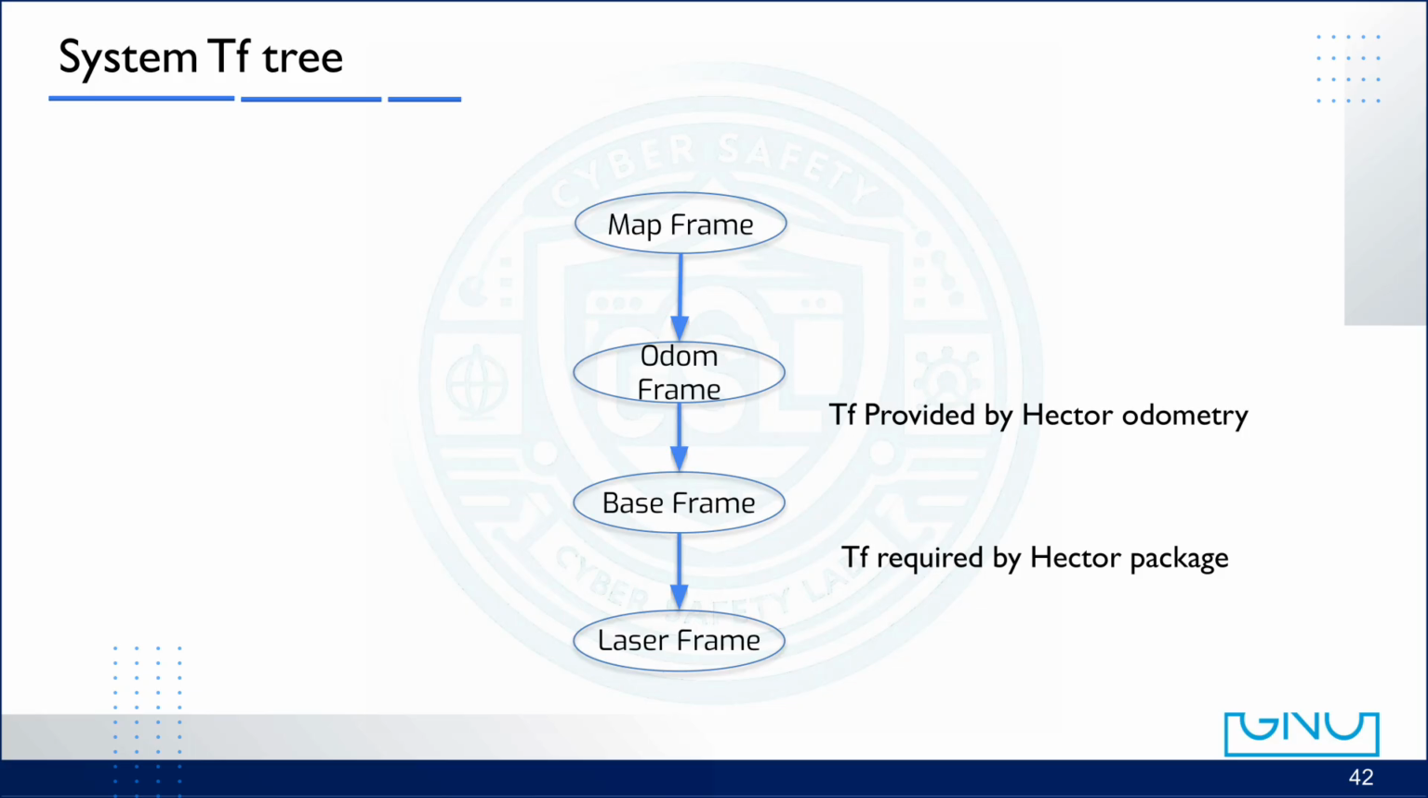This last transform, base to laser, is required by the Hector SLAM package so that it knows exactly where the LiDAR is mounted on the robot. So in summary, Hector SLAM needs base to laser. It provides odom to base, and the system maintains map to odom. Together, these connections form a complete TF chain that enables mapping and localization.